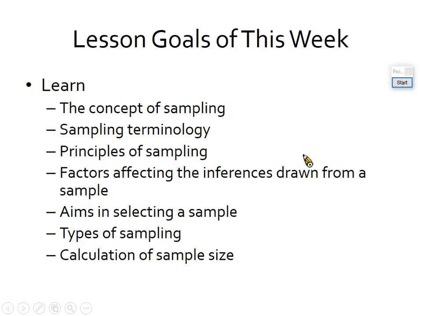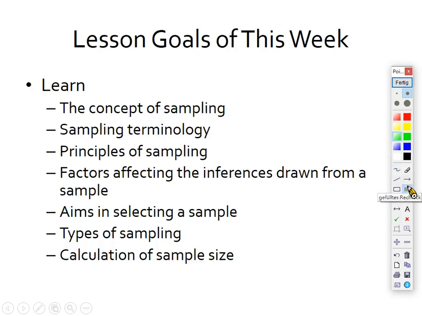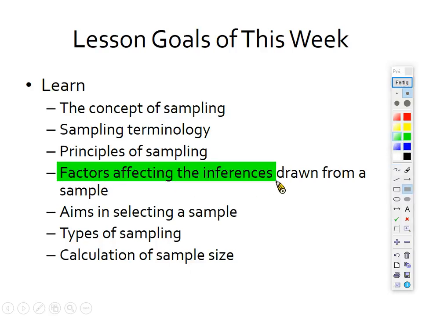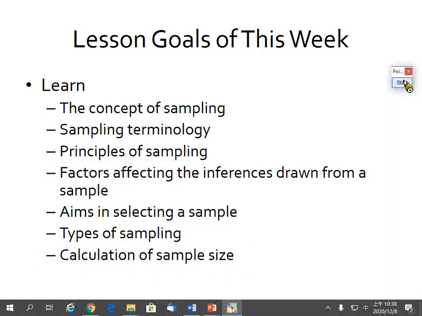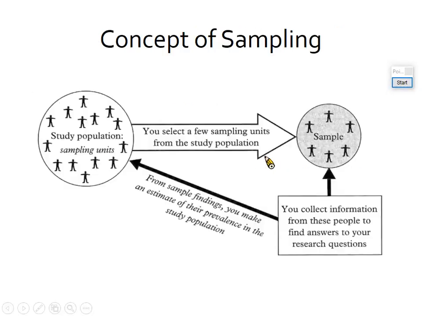So we will learn the concept of sampling terminology. At first, we need to know what they are, and the factors affecting the inferences drawn from a sample, the aims in selecting the sample, types of sampling, and calculation of sample size. This last part is just for fun for you because we are not math majors, right? Okay. This one is very simple and straightforward, but very intuitive.